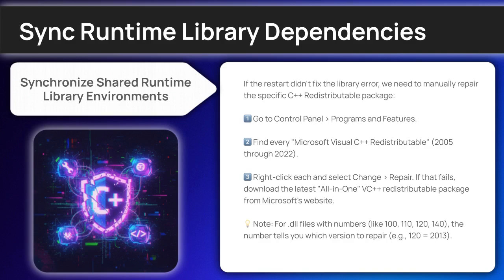If the restart didn't fix the library error, we need to manually repair the specific C++ redistributable package. First, go to Control Panel, then select Programs and Features. Second, find every Microsoft Visual C++ redistributable, 2005 through 2022. Third, right-click each and select Change, then select Repair.